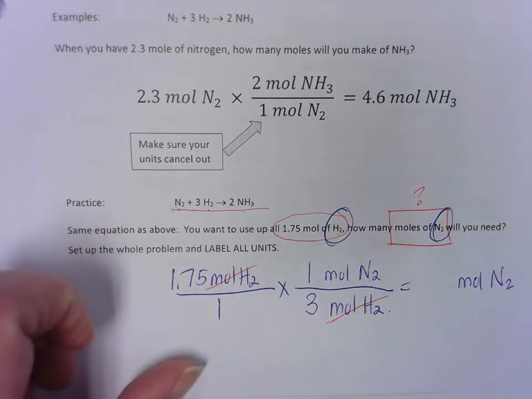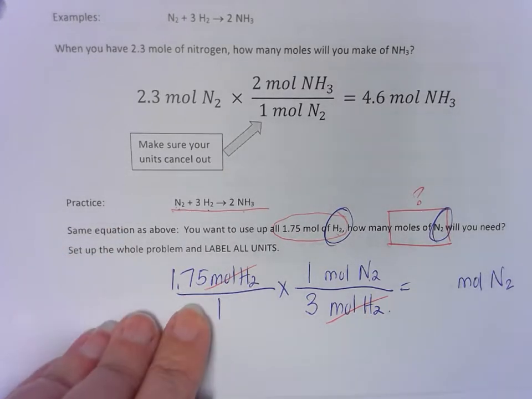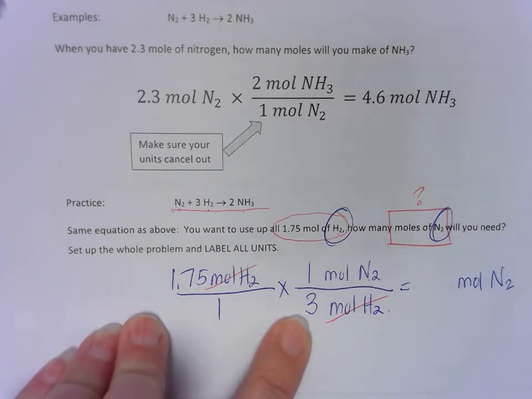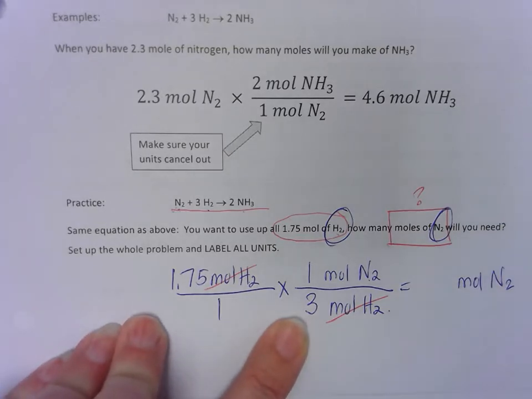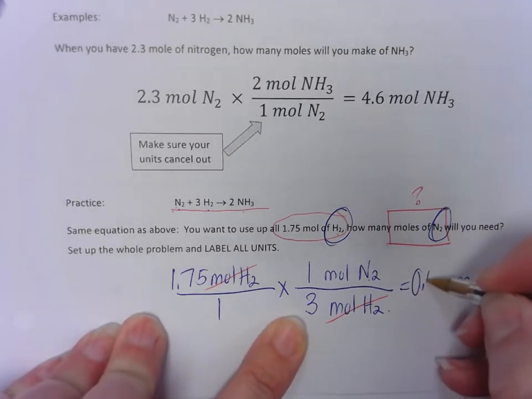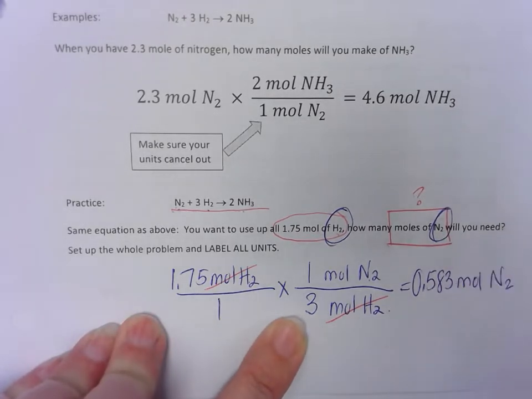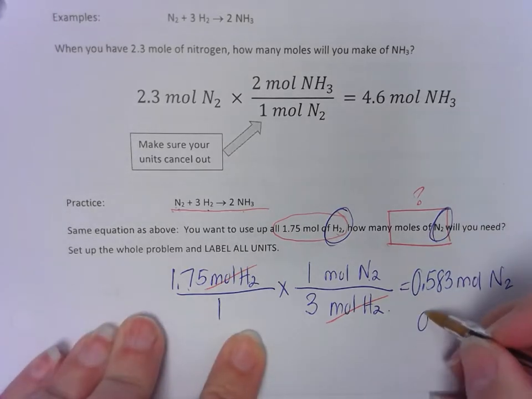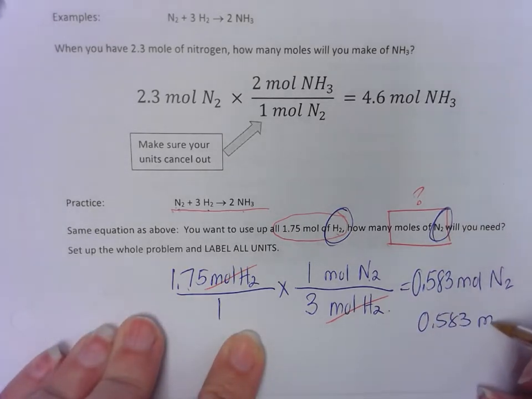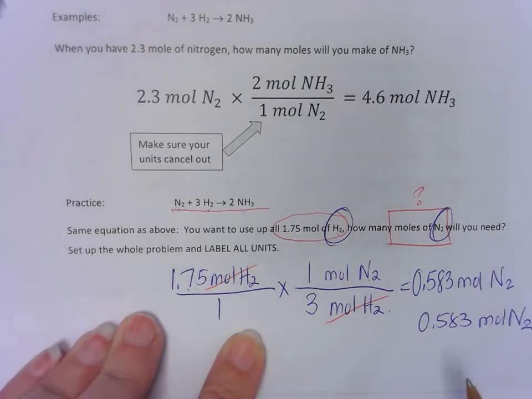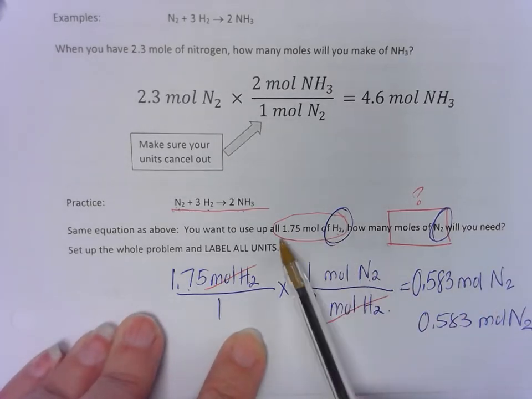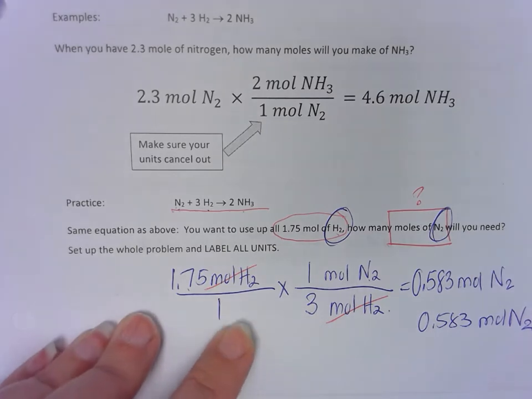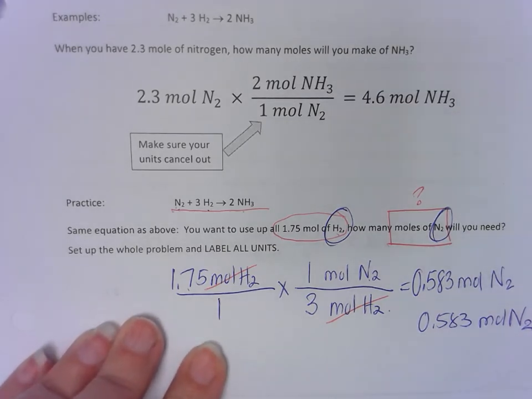And when you take your calculator now, you're going to take the 1.75 and you're going to divide by 3, and you get an answer of, I had an error on my calculator, I typed something wrong. So we're going to get an answer of 0.583 3 moles. So we have 3 sig figs here, we have 3 there. So the answer is 0.583 moles of N2 are used when we use up all the moles of H2 that were given. So that's just a review of what we did yesterday in class.